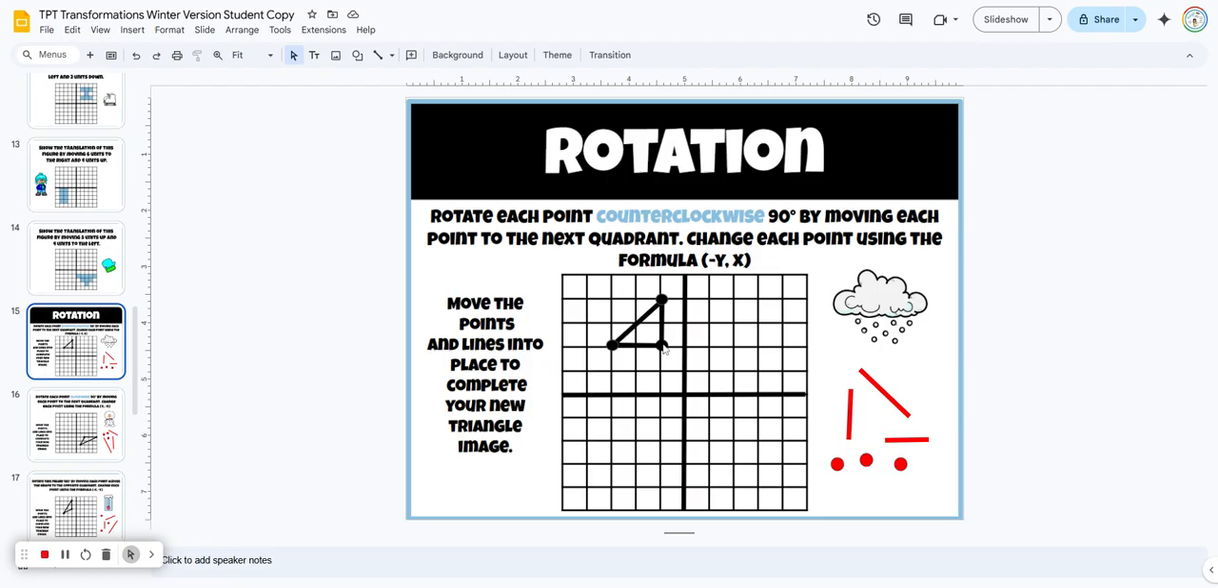So we're going to take each one of these points. This one is -1, 2. So using this formula, it's now going to be -2, -1. -1, 4 will now be -4, -1. -3, 2 will be -2, -3. Now that they have the points in the correct place, they can just move these lines to finish their figure. So they just click and hold on each one of these, and then they can move them into place.